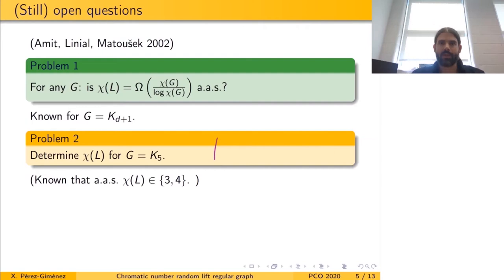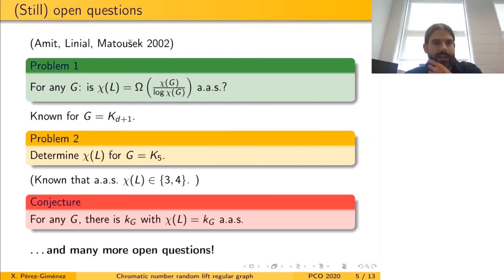But before I talk about our results, there's another conjecture in that paper that says that for every fixed graph G, the chromatic number of the random lift should be concentrated AAS in one single value. So there should be a 1-point concentration. I think that's a very strong conjecture, because that's not even known for the uniform model, unless D is very large. There are many other open questions in that paper.